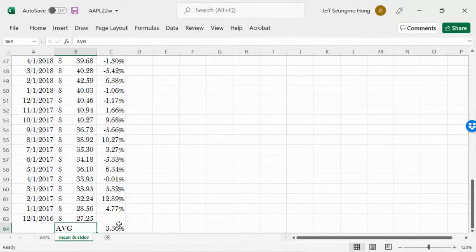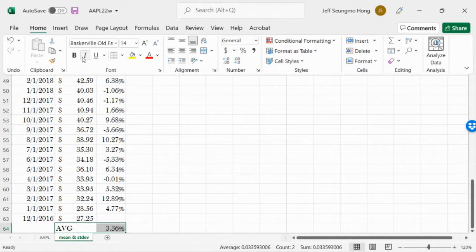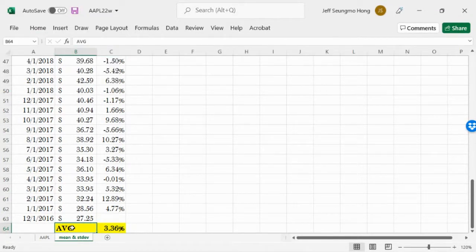Oh, this is good. 3.36. It was even better than before. So for the last 5 years, for the most recent 5 years, average monthly return was 3.36%. I'm going to bold and highlight this because this is important data.